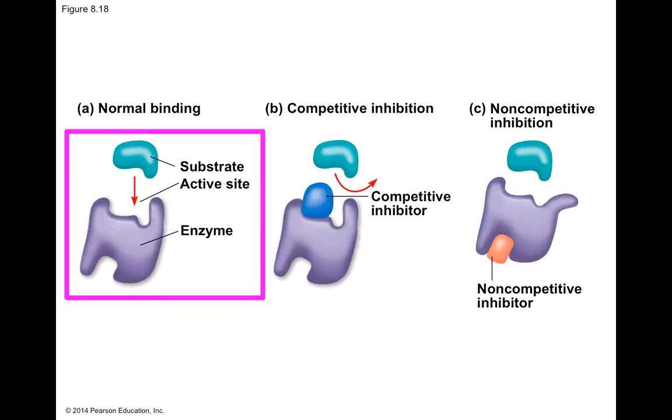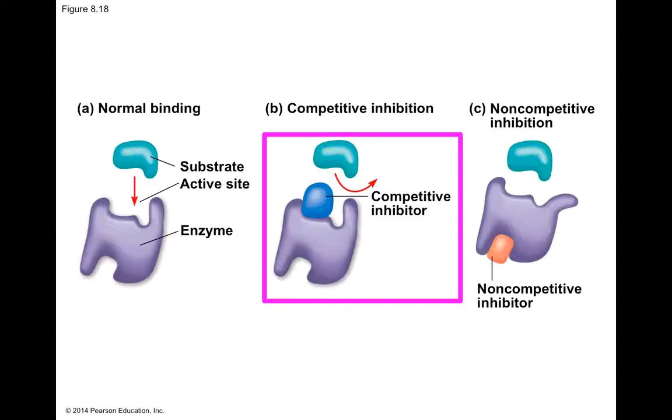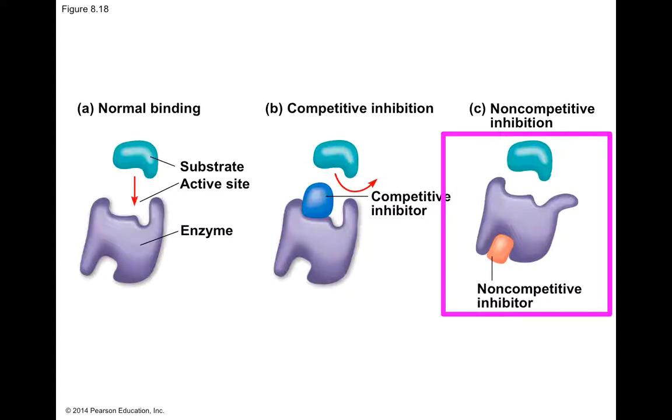Over on the left in figure A, we see what normally happens with the interaction between the enzyme and substrate. Figure B depicts competitive inhibition. When there is a competition between people or animals, they are actively competing against each other for something, whether it's food, water, or even a soccer game. Here we have a chemical that is competing with the substrate for the active site. If the chemical gets there first, then it prevents the substrate from binding, and the reaction cannot be catalyzed by the enzyme.